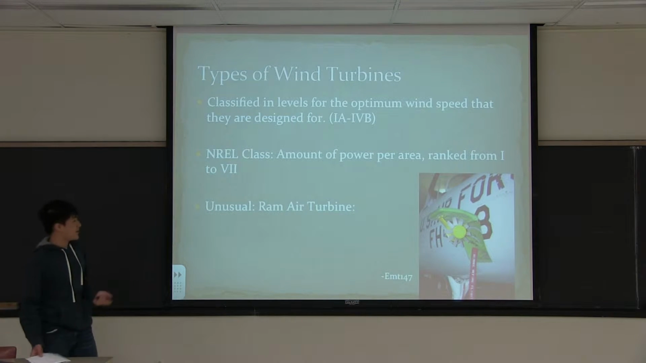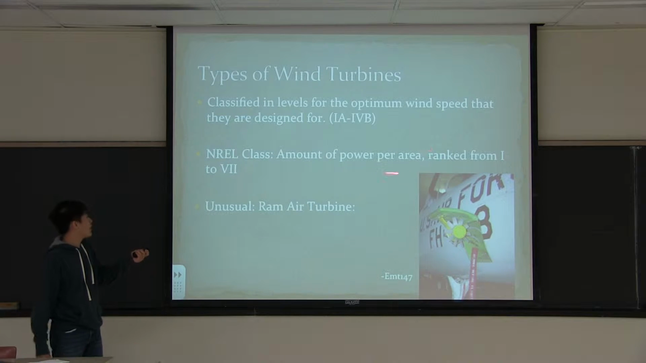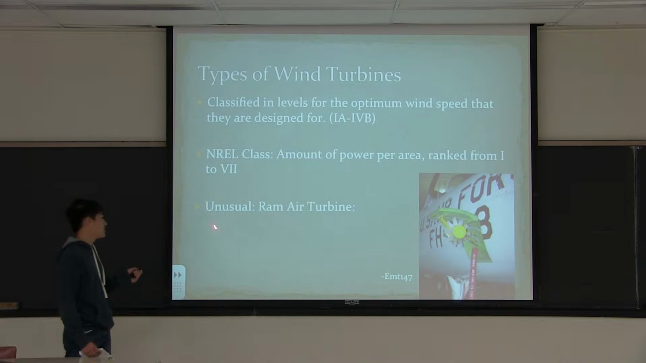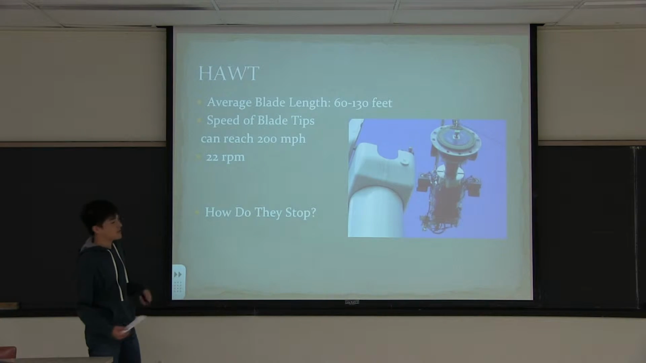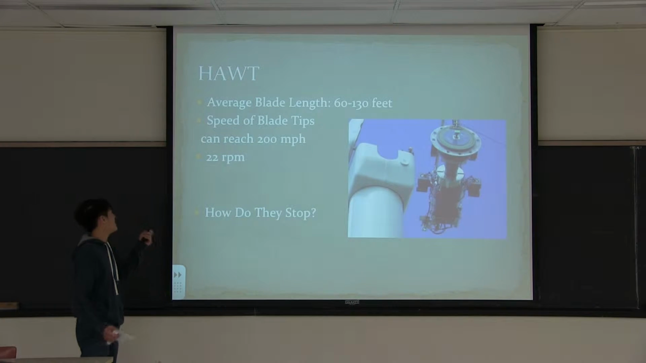The types of wind turbines. The National Renewable Energy Lab rates them from a ranking of 1 to 7 based on the amount of energy generated per area. The usual form of a wind turbine is a ram air turbine mounted on a jet, which is used to create power for the gun. The first type of wind turbine I'm going to talk about is called HAWT.